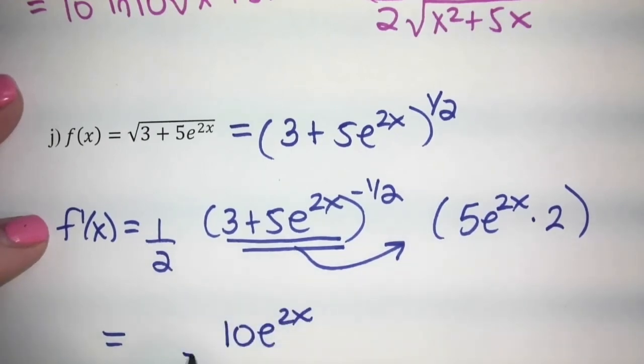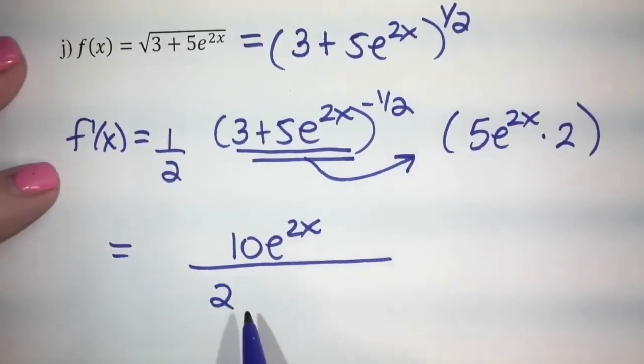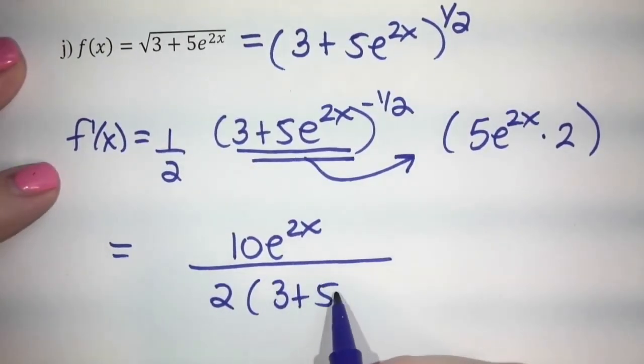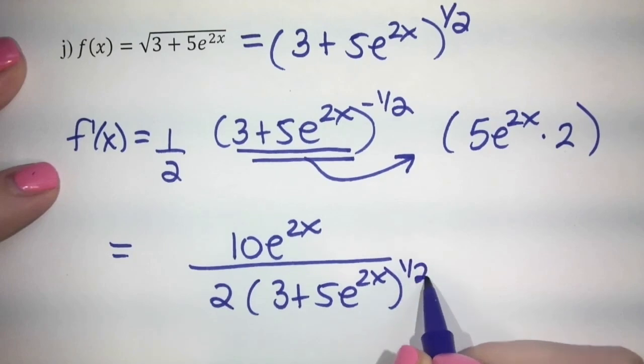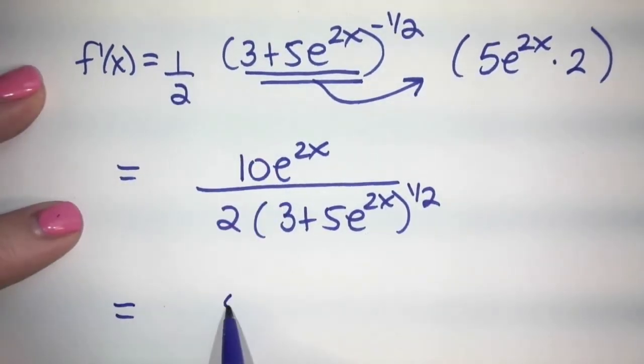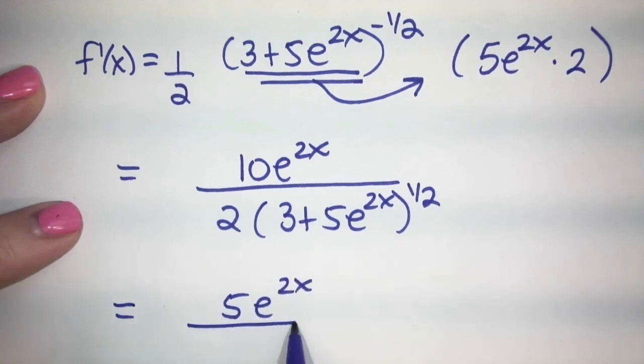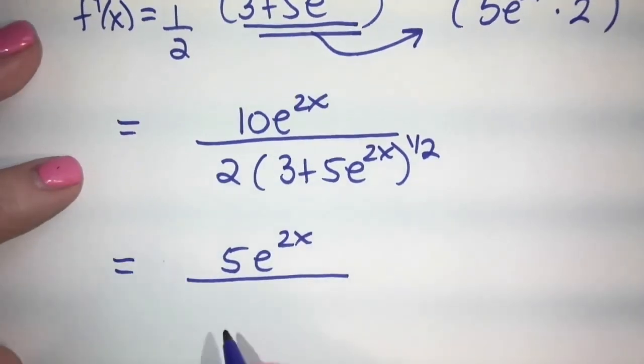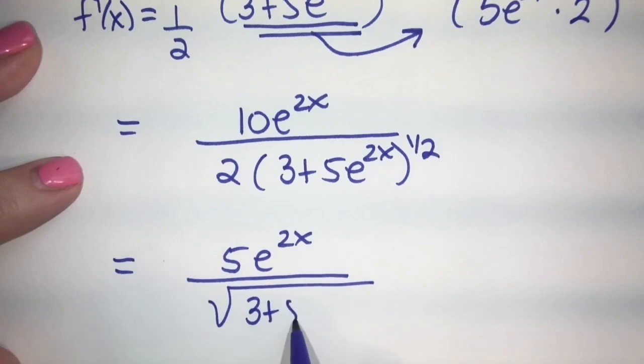The 2 right here is on the bottom. And then we could move this down and make it positive a half as our exponent. So I guess in the end, we could do 10 divided by 2 here is 5 on the top. And then we can write this back under a square root. So square root 3 plus 5 e to the 2x. And that would be our final answer.